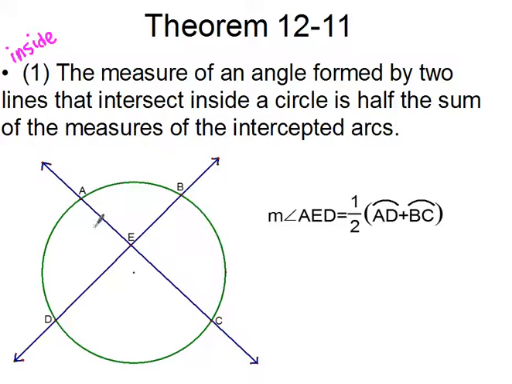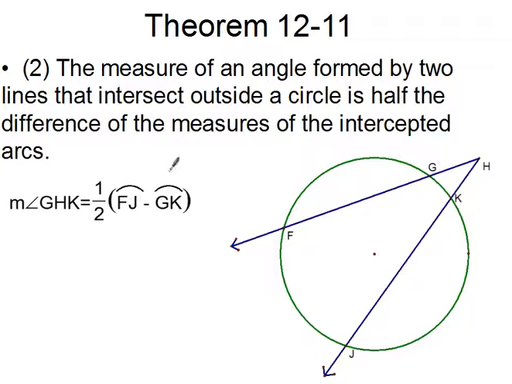So if I want to know the measure of this angle right here, angle AED, it is half of the two arcs that it creates. So it is half of this arc and this arc. Okay, so we add those two arcs together and we take half, and that gives us the measure of this angle in here. And then obviously by vertical angles, we could get the other angle across from it. Okay, so that's part one.